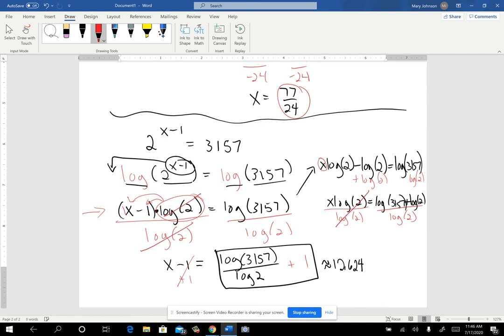And then that would go away, and you'd have x equals log 3157 plus log 2, all divided by log 2. And these are equivalent right here, both considered an okay way to have your exact answer, and both would be this when you finish, okay?